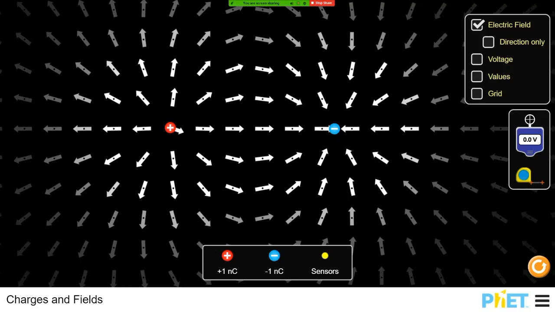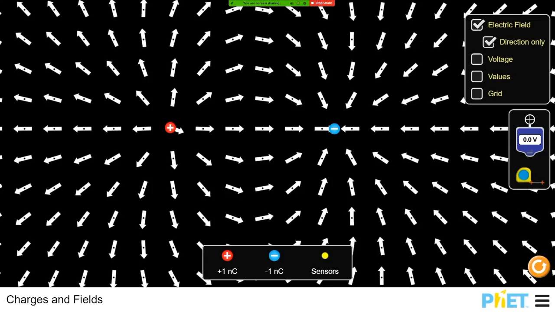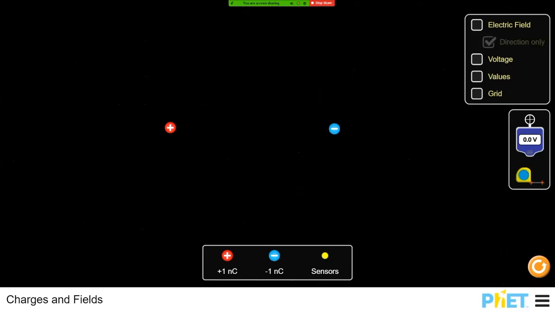The magnitude of the electric field is shown here as the brightness of the arrow. Notice that it's getting weaker and darker as you get away from these charges. You have the option of showing just the direction if you don't care to see the magnitude indicated that way, or you could turn the whole thing off altogether.